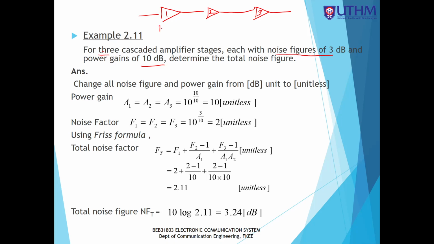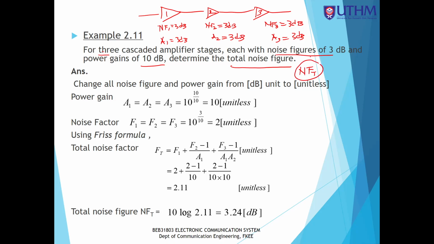So that means NF1 is equal to 3 dB, NF2 is equal to 3 dB, NF3 is equal to 3 dB. And then the gain: A1 is equal to 3 dB, A2 is equal to 3 dB, A3 is equal to 3 dB. Okay. So the question asks, how much is the total noise figure, NF total?